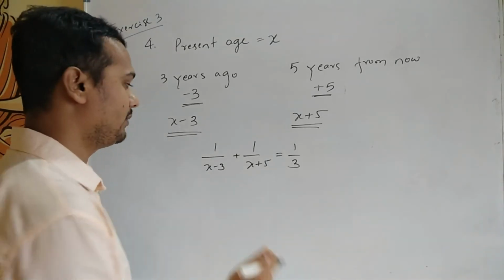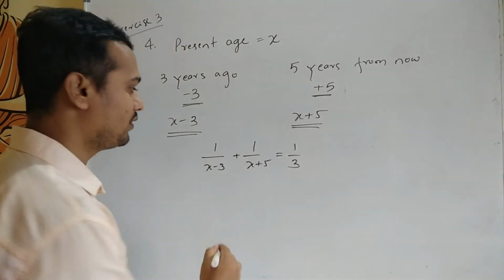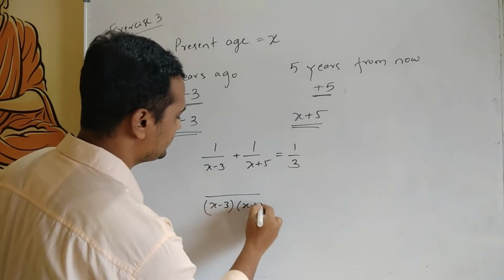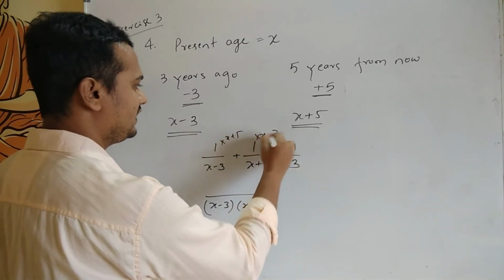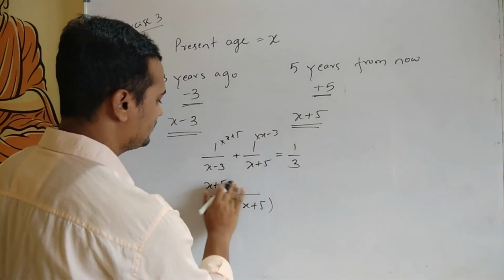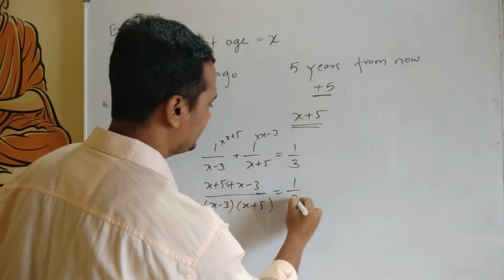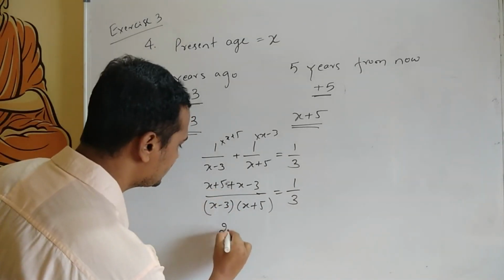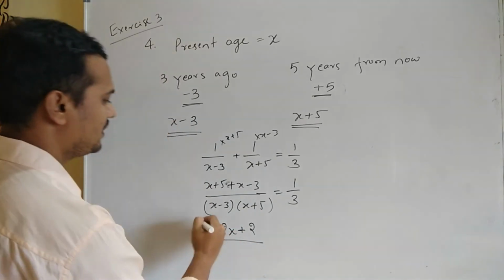I already told you, whenever we have these variables in the denominator, just multiply those two. That will give the LCM. So just multiply these two, x minus 3 into x plus 5. Then I will get x plus 5 here and then x minus 3 here. So x plus 5 into 1 is x plus 5, plus x minus 3, which is equal to 1 by 3. Now for this one, x and x will give 2x, plus 5 minus 3 will give plus 2, divided by, multiply these two.